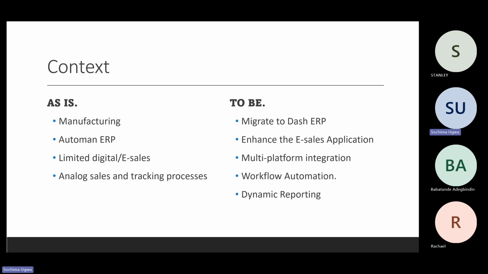And in between these, the ERP is able to do some activities, whilst they have to, unfortunately, rely on Excel to manage some of the other activities. Okay, so there's quite a lot of analog sales and tracking processes at the moment. However, in the future state, they are looking to move away from the Ottoman ERP and move to a Dash ERP, which is a much more robust and recent technology.